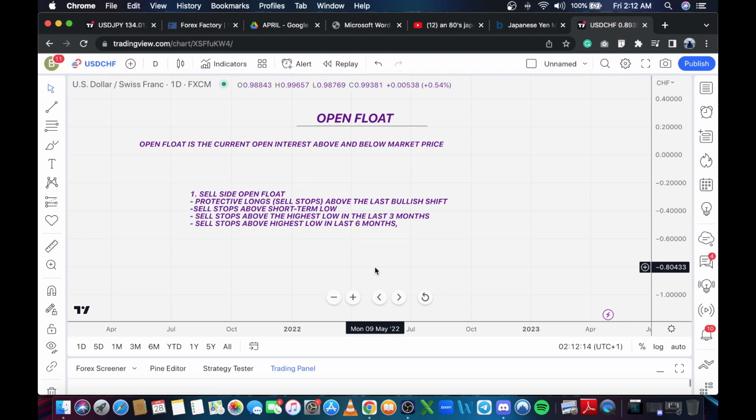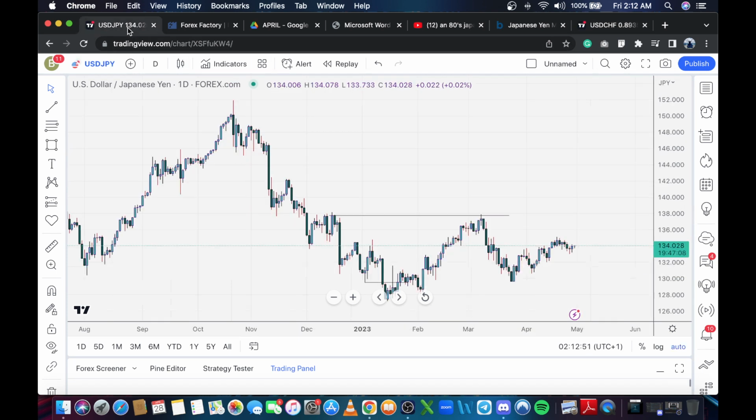So this essentially defines open flow liquidity in price. Okay, you're going to have protected liquidity above short-term highs, highest high in the last 3 months, highest high in the last 6 months, and above a short-term or the last bearish shift in price. There will be a lot of fund level liquidity in form of protective orders or pending orders for new executions, and just reverse that for the sell side. Okay, and let's go into actual market price action.